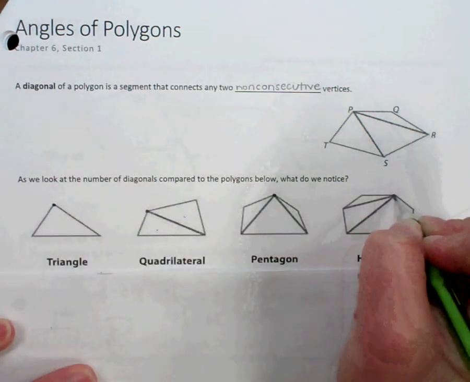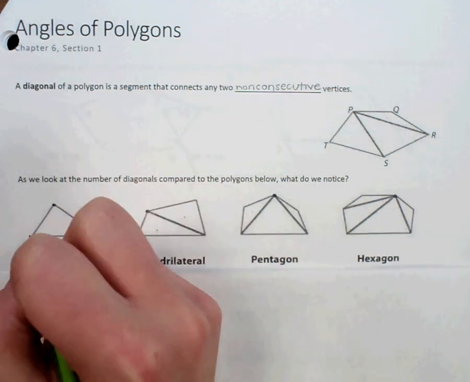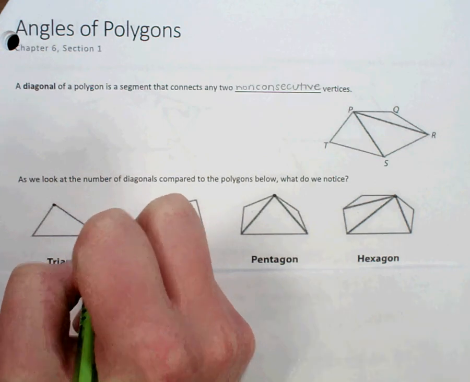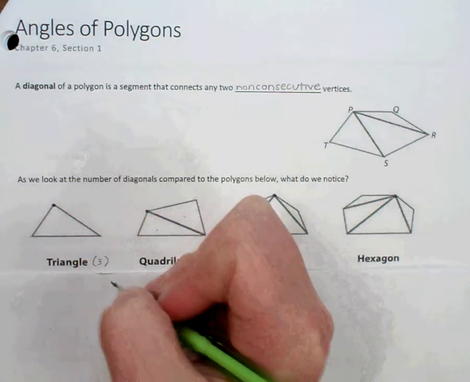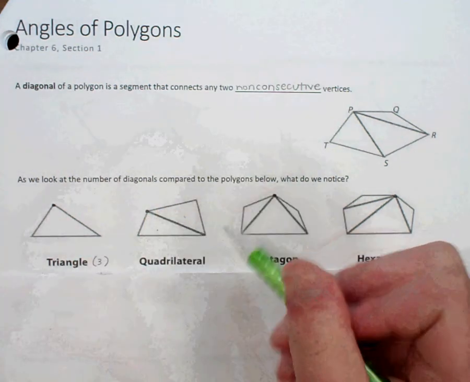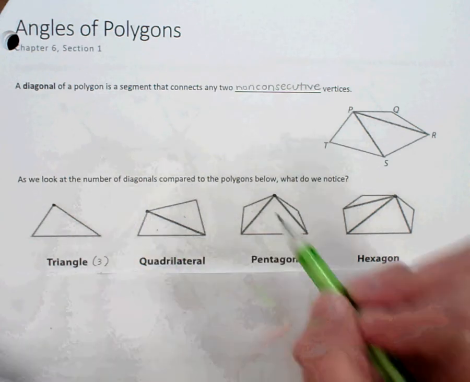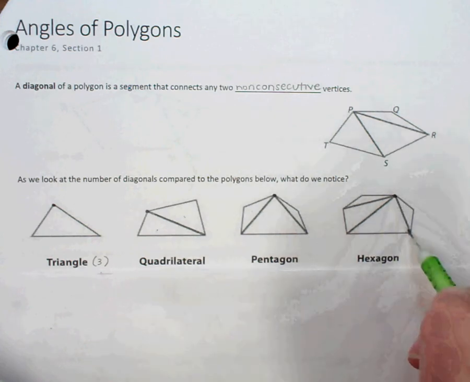Okay? Now, as we look at the number of diagonals that we can draw from just one vertex. In a triangle, the other two vertices are not non-consecutive, so in a triangle that has three sides, there are no diagonals. In a quadrilateral, we can draw one diagonal from this vertex. In a pentagon, we can draw two, and in a hexagon, we can draw three.